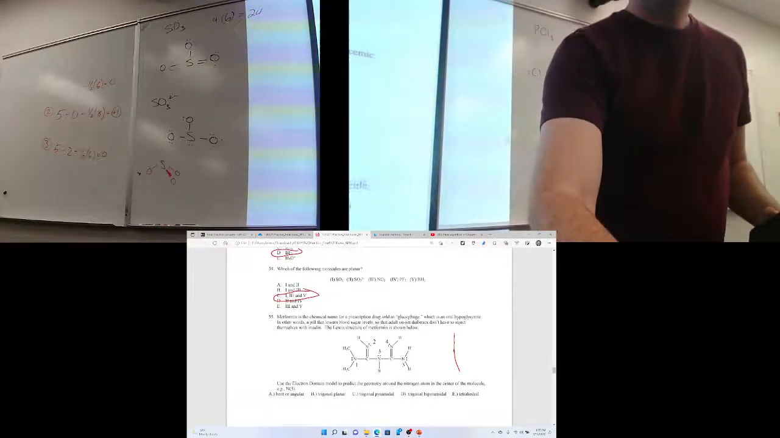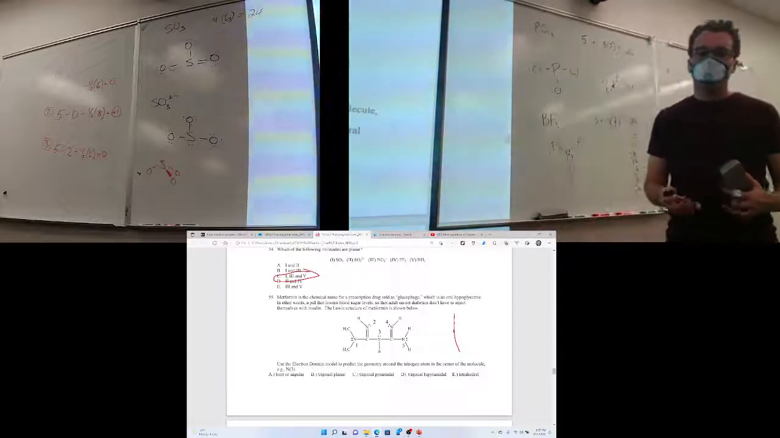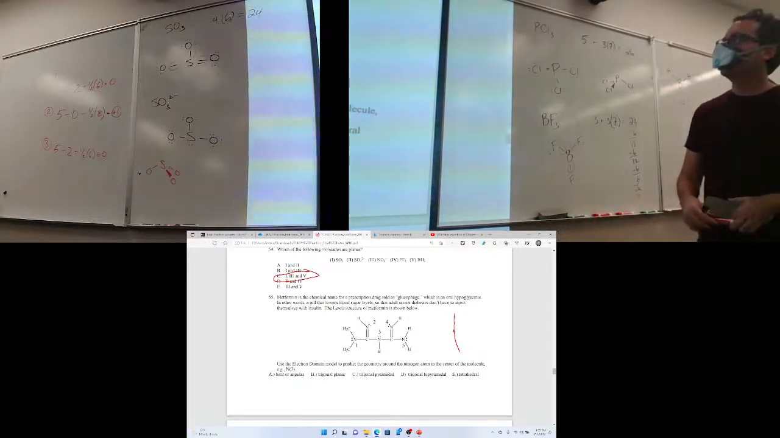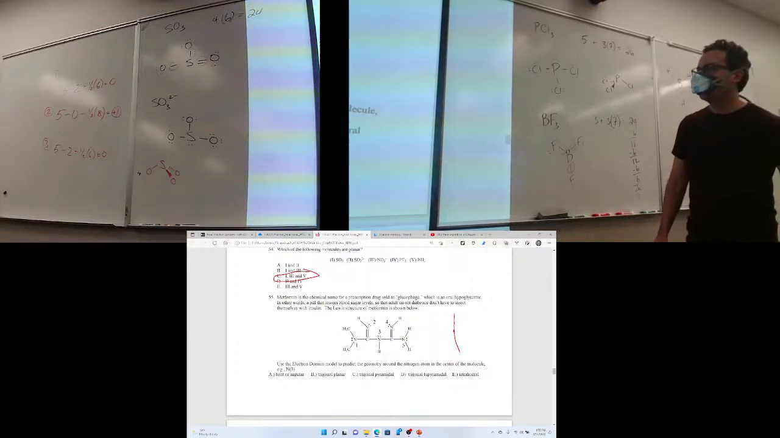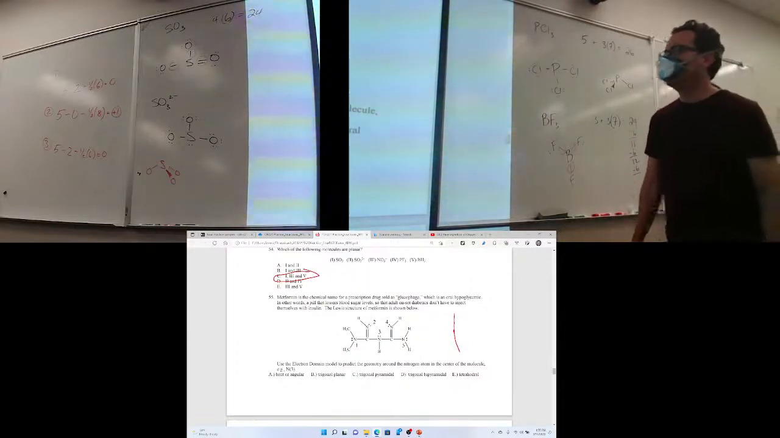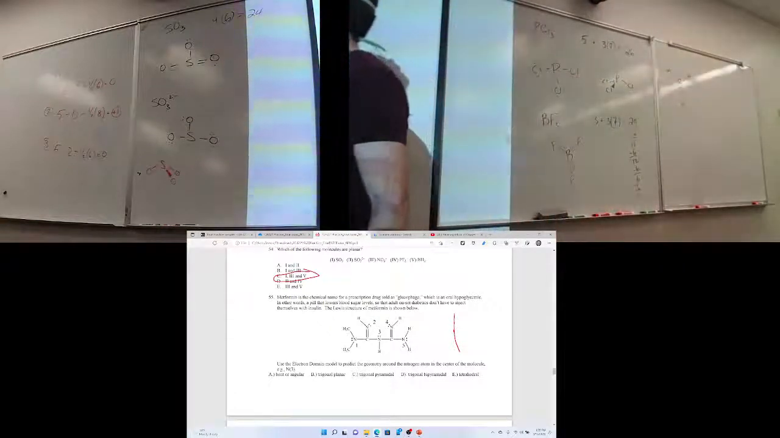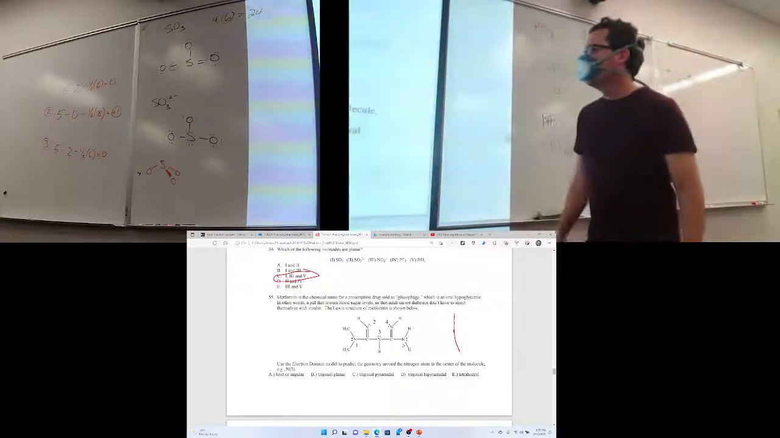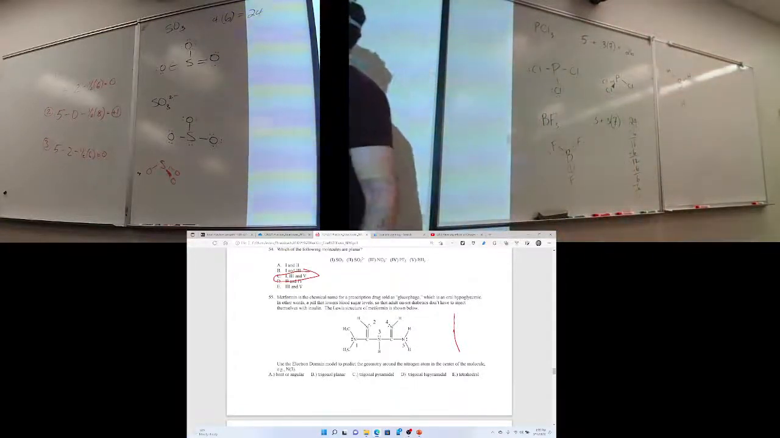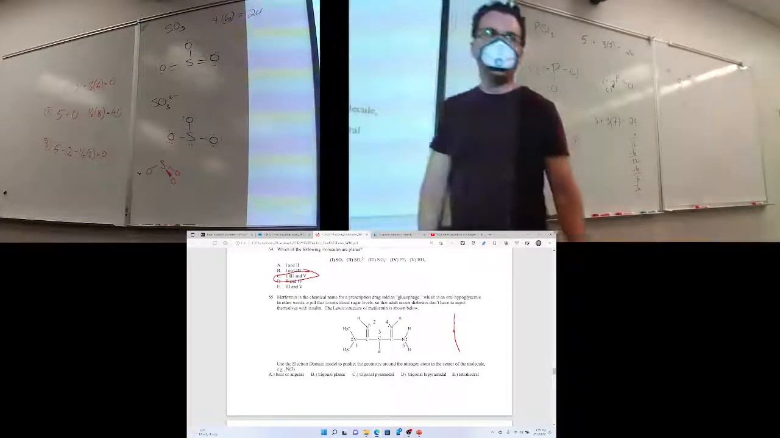So metformin. It's a drug. Lowers blood sugar levels. So this is what metformin looks like. It's a really weird compound. Use the electron domain model to predict the geometry around the nitrogen at the center of the molecule. So using electron geometry, what is the electron geometry around that nitrogen? So 1, 2, 3, 4 groups of electrons around the nitrogen.